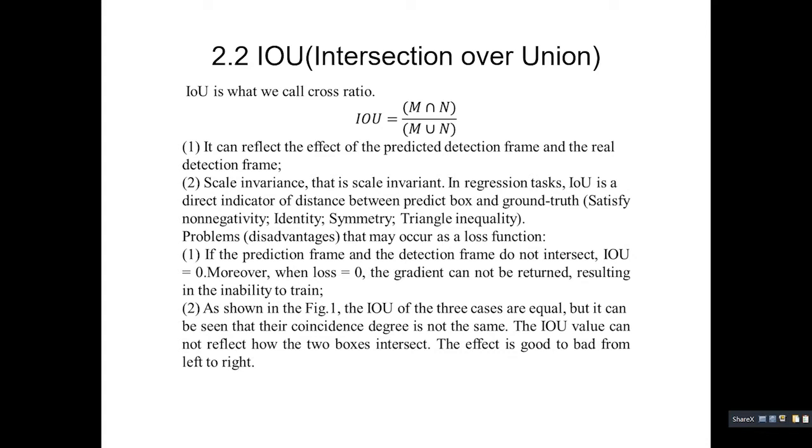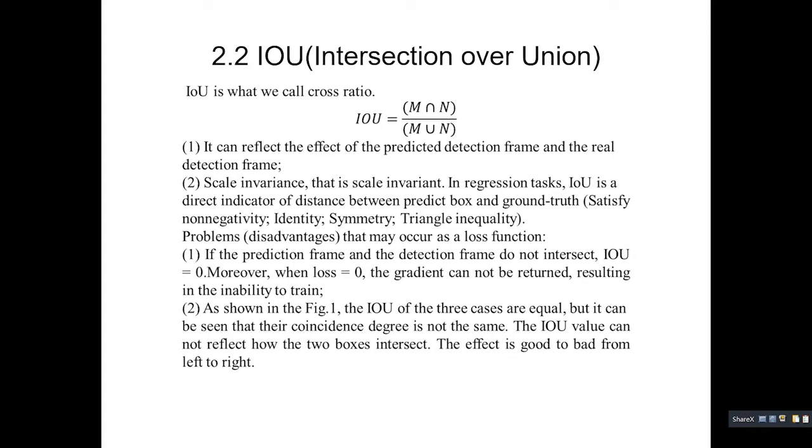Problems that may occur as a loss function. 1. If the prediction frame and the detection frame do not intersect, IOU is 0. Moreover, when loss is 0, the gradient cannot be returned, resulting in the inability to train.